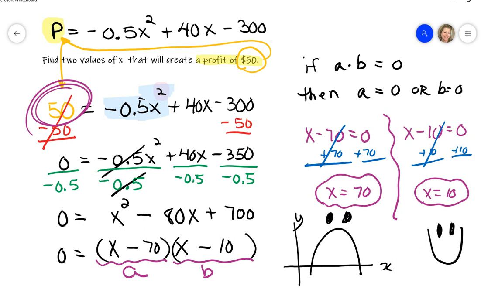Anyway, on the y-axis, this is where your profit would be, and you're looking at a profit right here of 50. There's two spots where you're going to hit 50. When you go up, you hit 50 right here. It keeps going up, and then it comes back down, and you hit 50 right there. This would be at 10 pizzas, and this would be at 70. All right, that's basically what you're doing. You're getting two values. And that explains that portion.